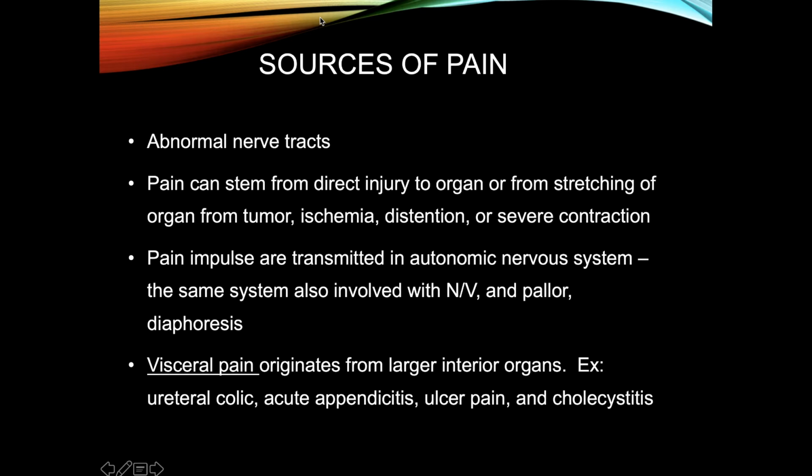Visceral pain originates from the larger interior organs. You see a list there of different things. One of the ones we've talked about most recently is an abdominal aortic aneurysm. Blood is super painful to our visceral tissue, so that will give you some extreme visceral pain.